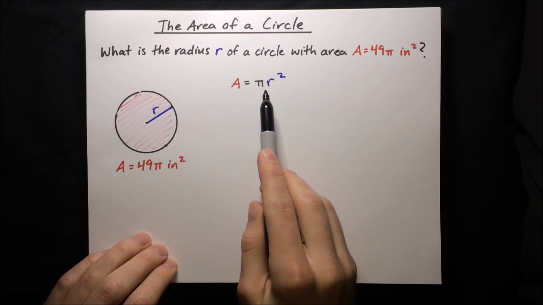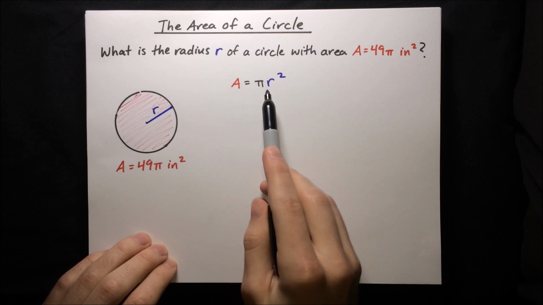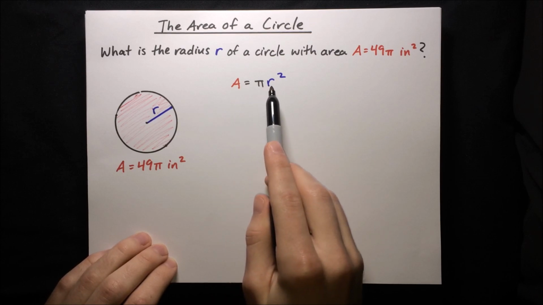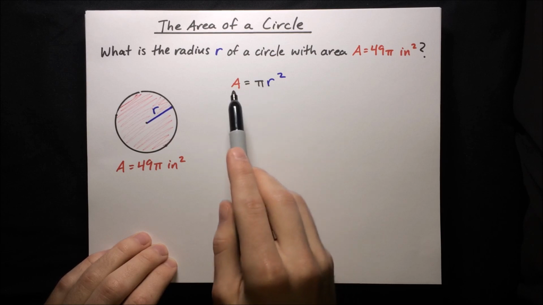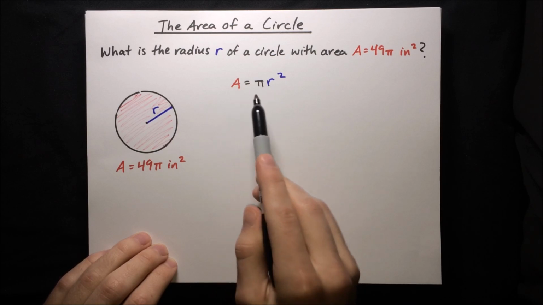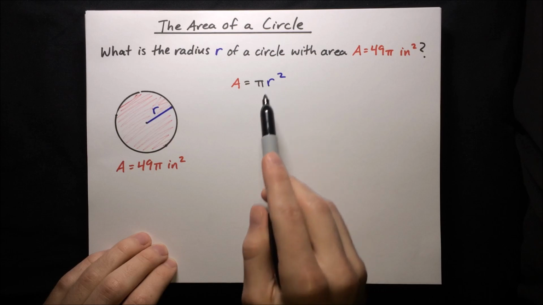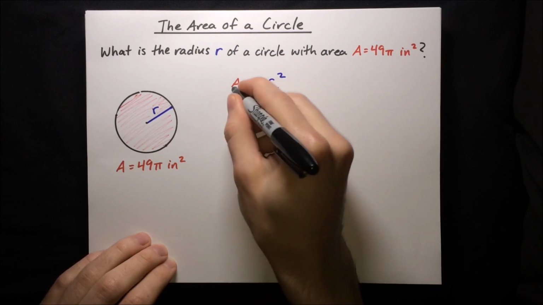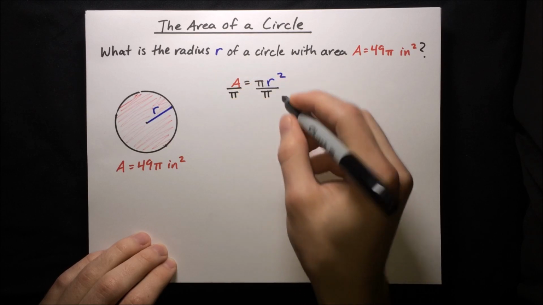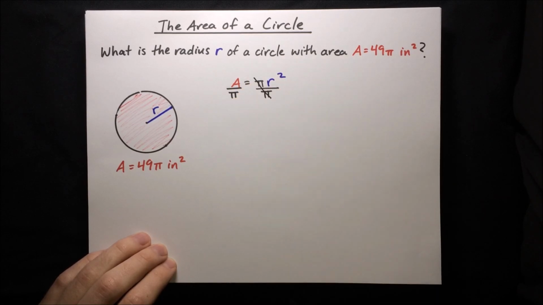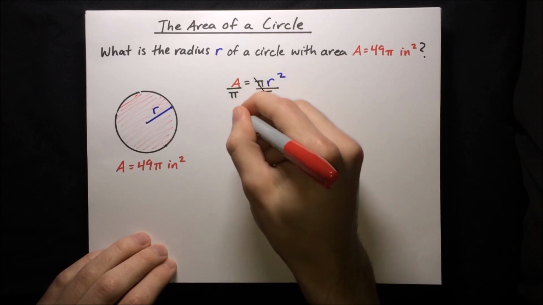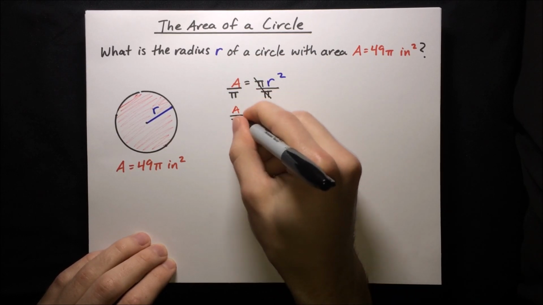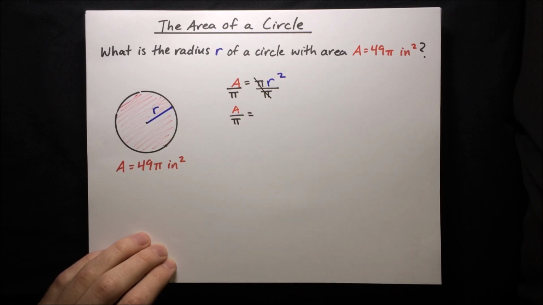So the way we're going to do this with this area formula is we're going to rearrange it a little bit so we can get the radius r as an expression of A, the area. So our first step, let's isolate the r squared by dividing by pi on both sides. So divide by pi, and that way these pi's will cancel out, and we just get area divided by pi equals r squared.